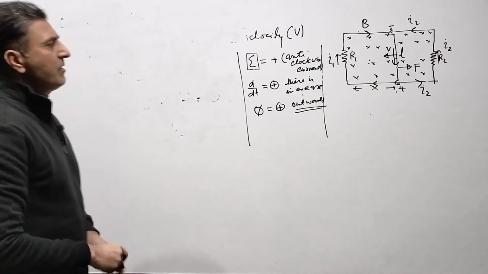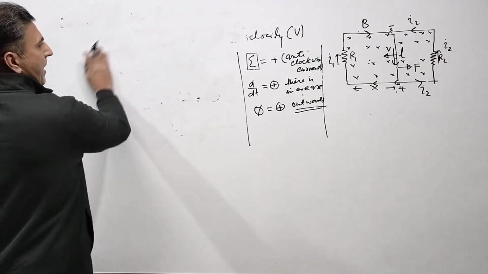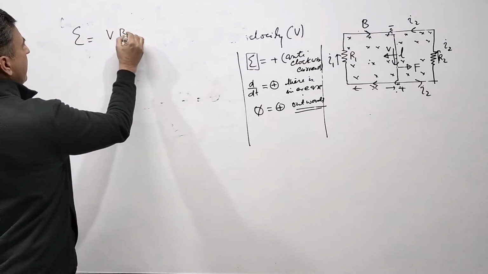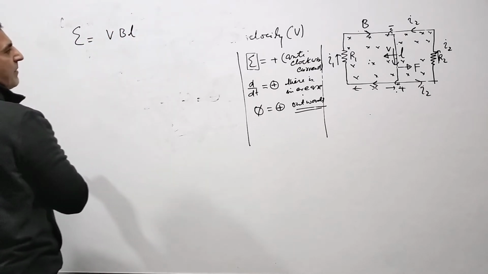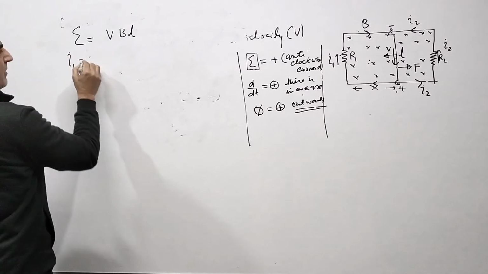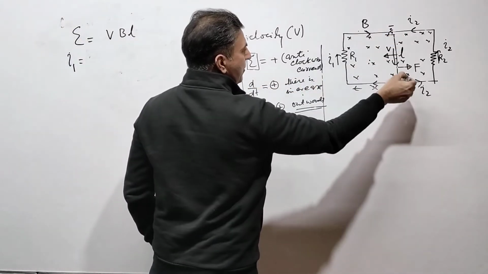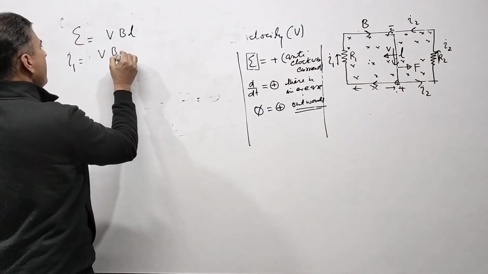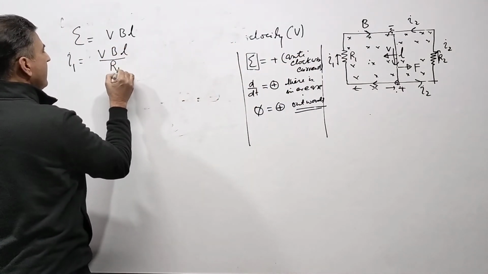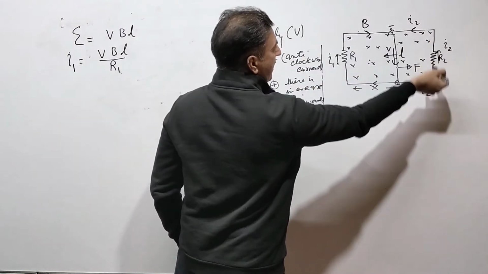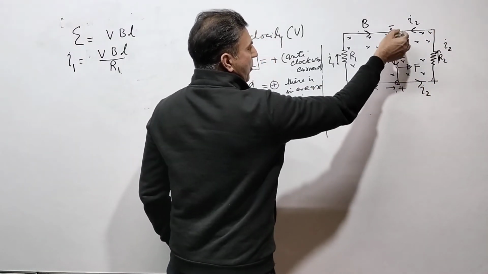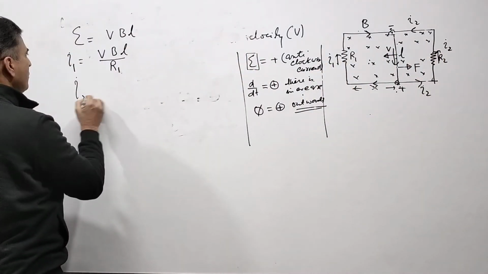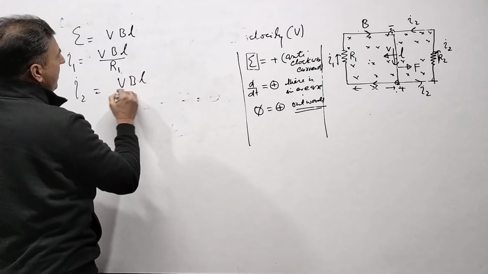Okay, I have to find how much is the force. First of all, let me find what is the induced EMF. That is VBL, right? What is I1 current? That is potential difference, this induced EMF, divided by this resistance. So that is VBL by R1. What is I2? Current through this part of the resistor. Again, potential difference by resistance R2. I2 is equal to VBL by R2.